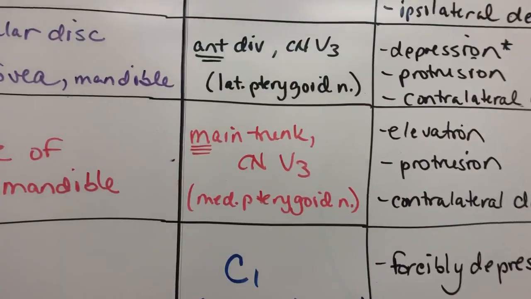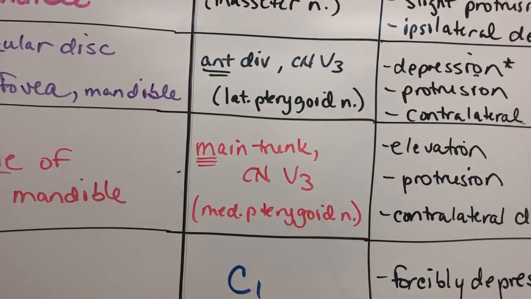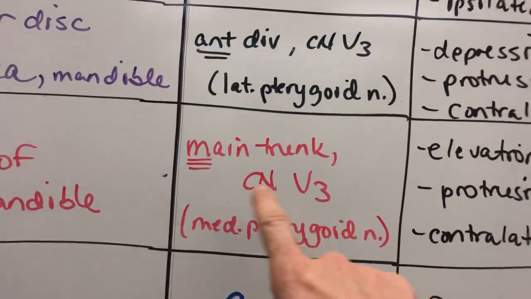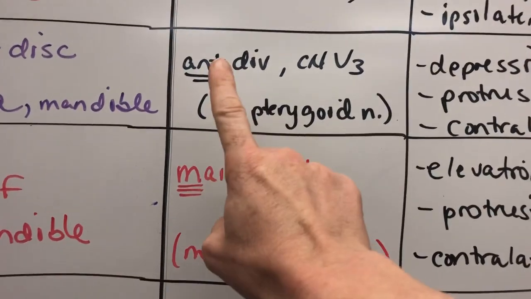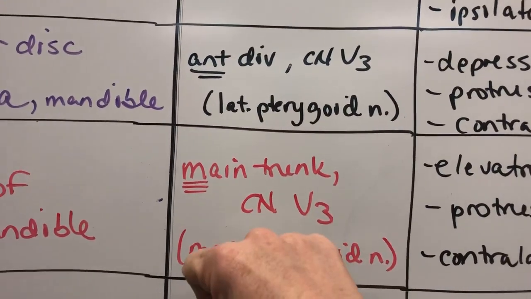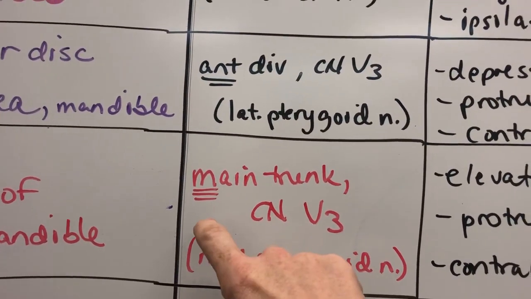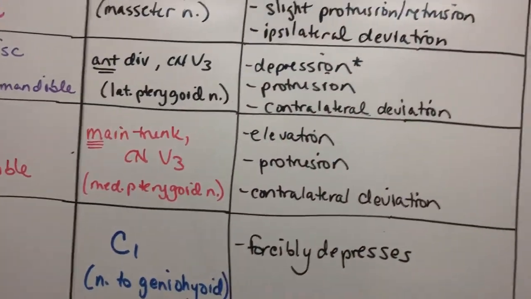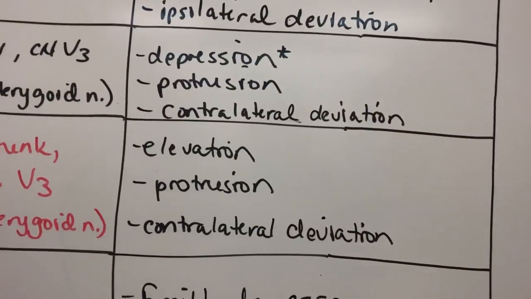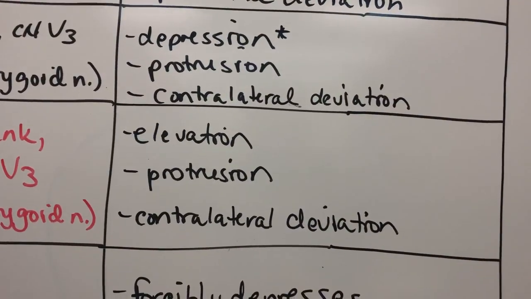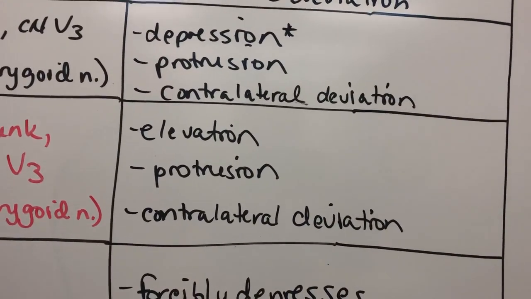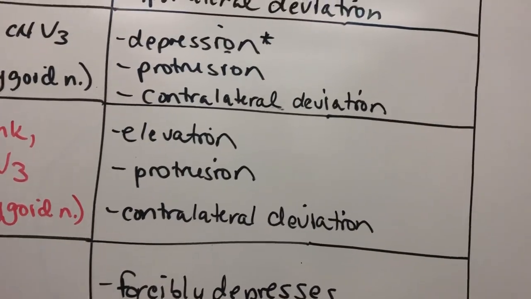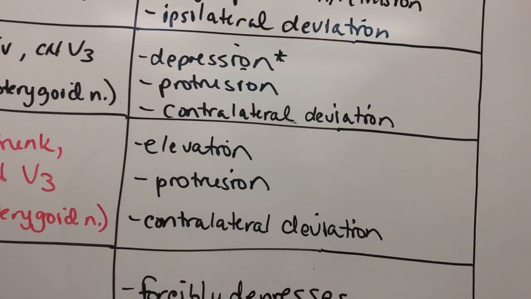Now this structure has a different innervation. It's still mandibular nerve V3, but it's the main trunk, not the anterior division, but the main trunk. Remember that medial pterygoid comes from the main trunk. This is the medial pterygoid nerve. It does elevation like most of the muscles of mastication. Bilaterally, it can protrude, and if it contracts ipsilaterally, it would do contralateral deviation along with the lateral pterygoid.